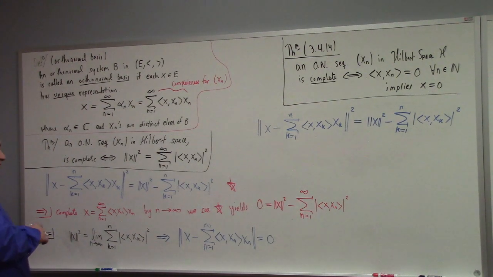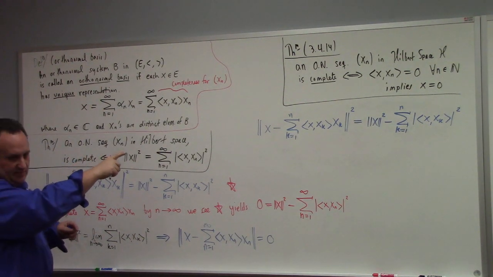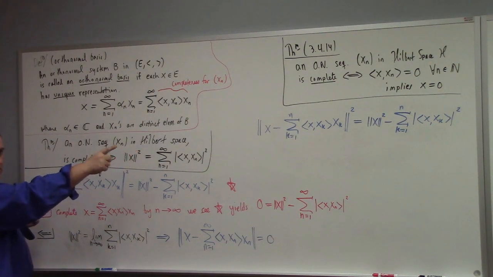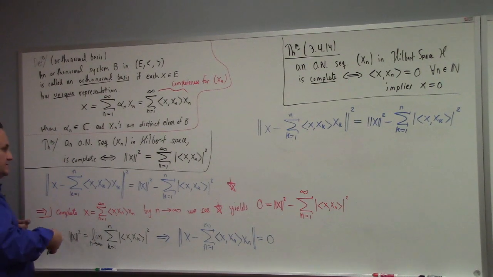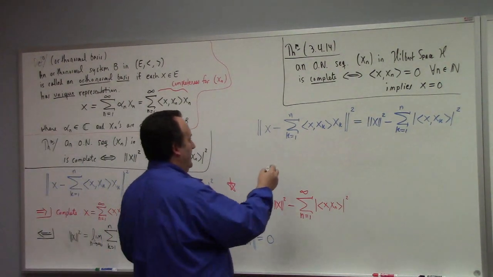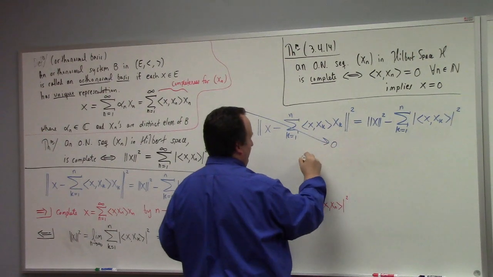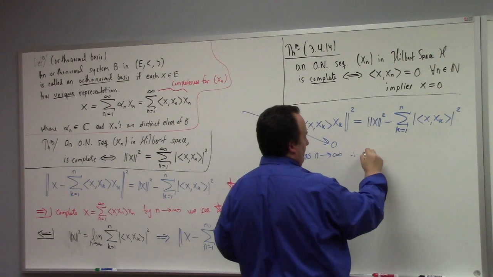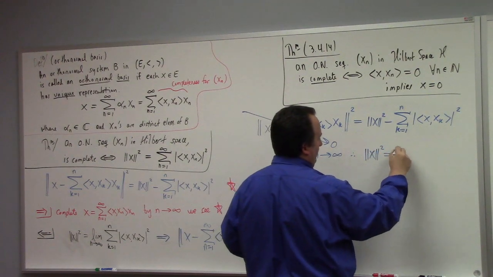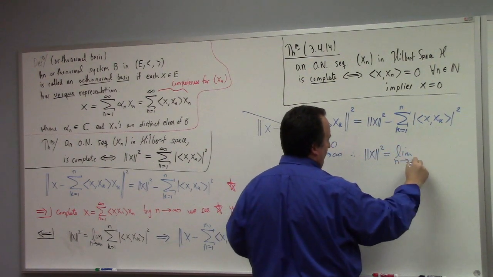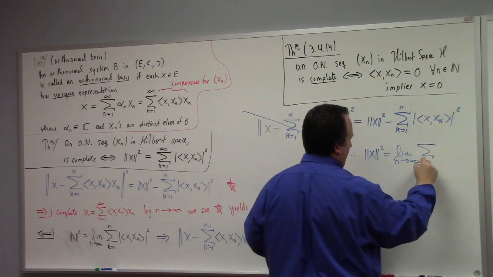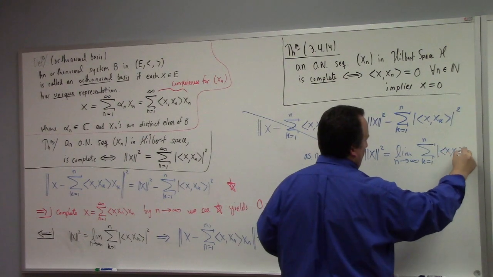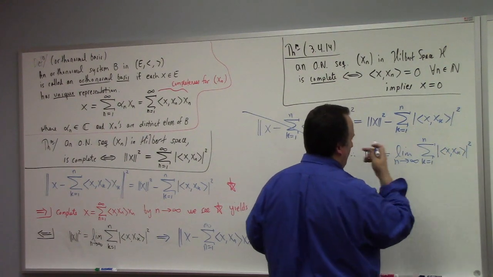Right. I actually had written this before I erased it, and I pointed out that the limit of that is 0. So that means you can just add the sum on the other side, meaning that you get that the norm of x squared is equal to the sum, and then I think that implies completeness because you can write any x as its sum of inner products with itself.